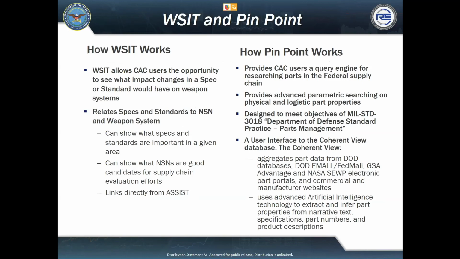There is a tab. And really what WSIT does is it relates specs and standards to NSN and weapon system data. It again shows what specs can be important in a given area. It also links directly from ASSIST. And it also can show what NSNs are good candidates for supply chain evaluation efforts.